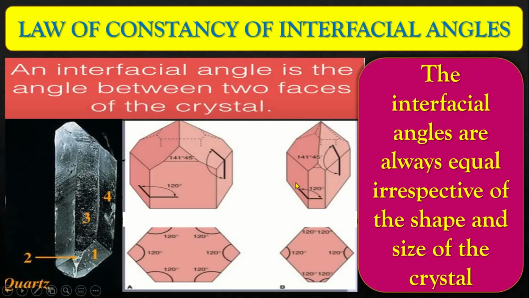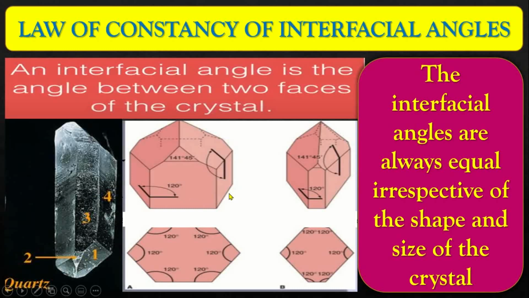Now, what this law states is that no matter what the shape and size of the crystal is, the interfacial angles will always be equal. As is clear from these 2 pictures, both are quartz crystals, but this one is smaller in size as well as a little distorted in shape, while this one is perfectly shaped and bigger in size.